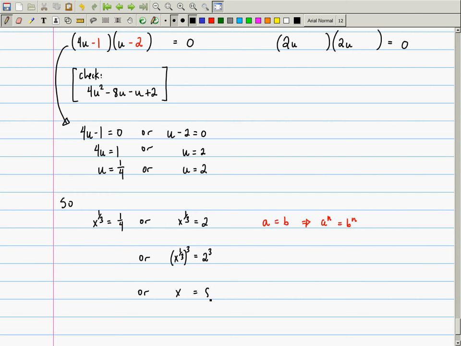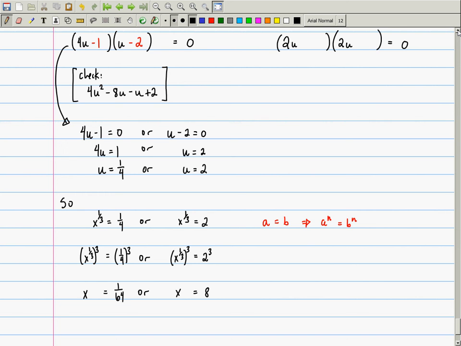Similarly, on the left equation, x to the 1/3 cubed is 1/4 cubed. And 1/4 cubed is how much? Yes, 1/64. Fantastic.